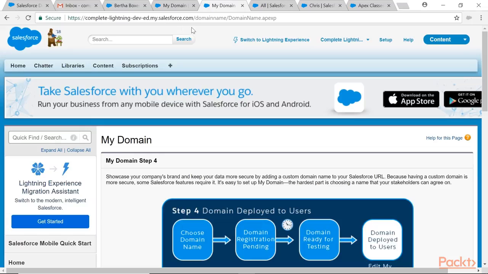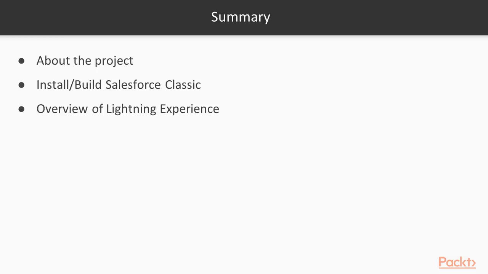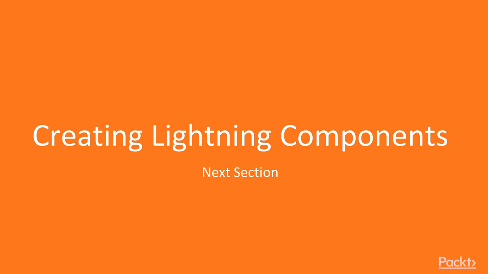So we have had a look at what Lightning Experience is, and what the one.app container is. In this section, we have observed the current status of the project, and we have made our developer edition or any edition ready with the Salesforce Classic components, either with installation of the provided URL or by building from scratch. We have also had the overview of Lightning Experience. By the way, we have made My Domain ready. In the next section, creating Lightning components, let's build the BMI calculator custom Lightning component.